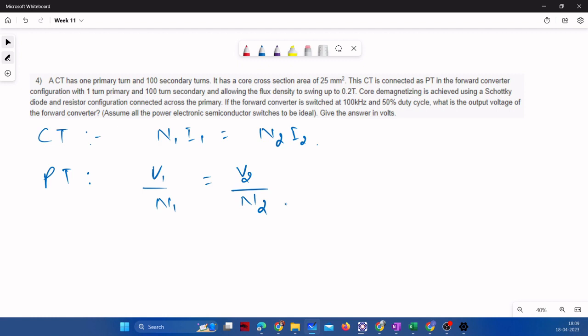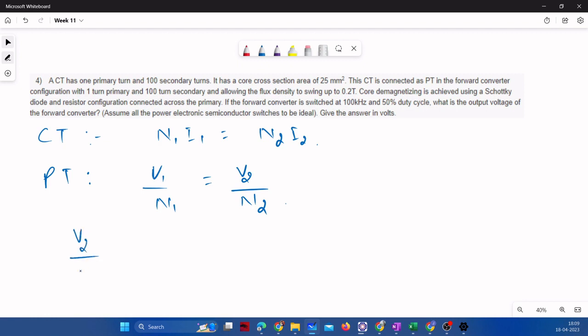So what should I do? From where should I start? We have the turns ratio into duty cycle, output voltage. Yeah, first we will write the relationship between output and input.